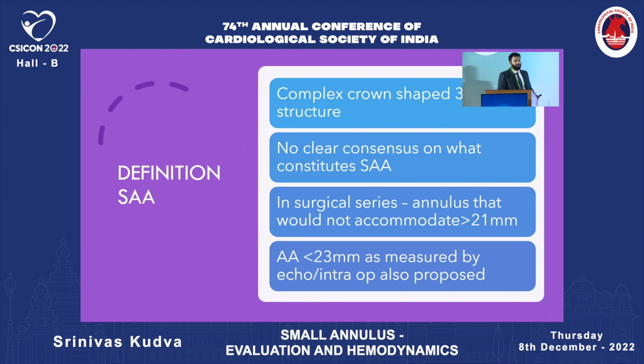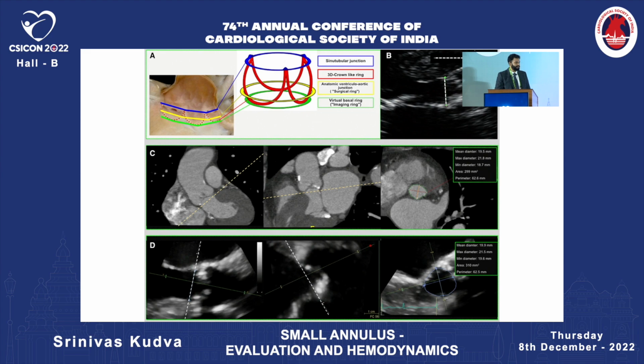I'm here to talk to you all about a small aortic annulus. Now, the issue with this is a small aortic annulus is actually a complex crown-shaped three-dimensional structure. There is no clear consensus as to what constitutes a small aortic annulus. In a surgical series, the annulus that would not accommodate anything more than 21 mm was said to be a small aortic annulus, or an aortic annulus less than 23 mm, either on echo or intra-op, was proposed as a small aortic annulus.